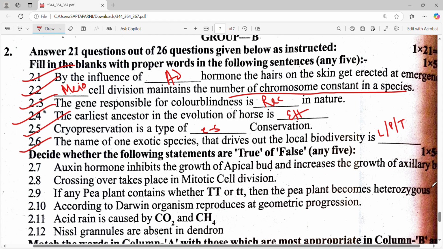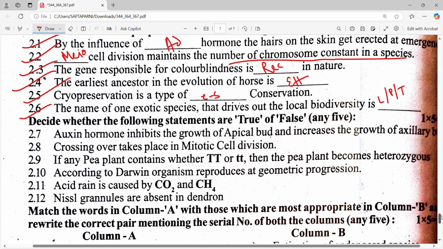Okay. Now you have to write true or false. See here, auxin hormone inhibits the growth of the apical bud but increases the growth of the axillary bud. It is incorrect, because auxin hormone stimulates the growth of the apical bud, it does not inhibit it. Okay, so it is incorrect. Okay. Next, crossing over takes place during mitotic cell division. It is also incorrect because it takes place during meiosis cell division.